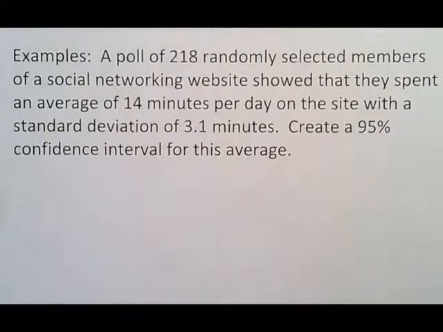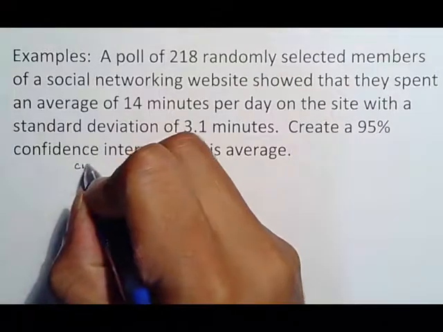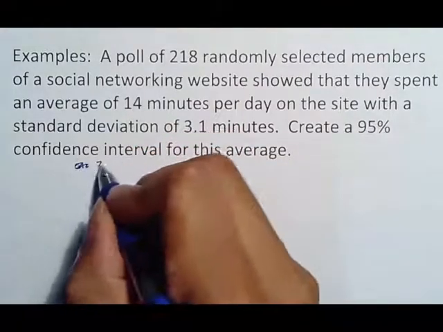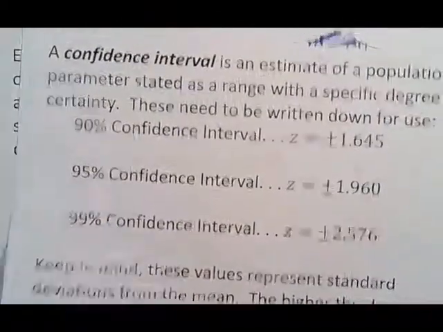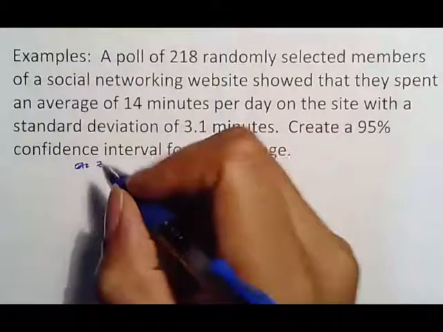A poll of 218 randomly selected members of social networking websites showed they spend an average of 14 minutes per day on the site, with a standard deviation of 3.1 minutes. Create a 95% confidence interval for this average. First off, you've got to know what your Z is, and for 95%, if you look at that, 95% is 1.96. You don't need the zero.